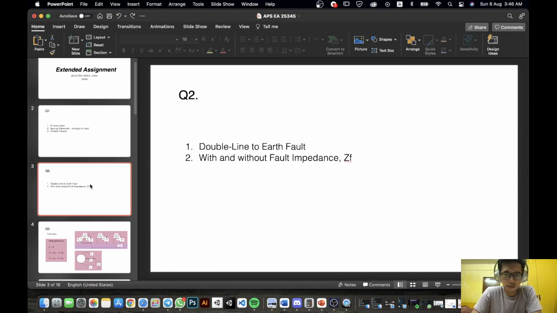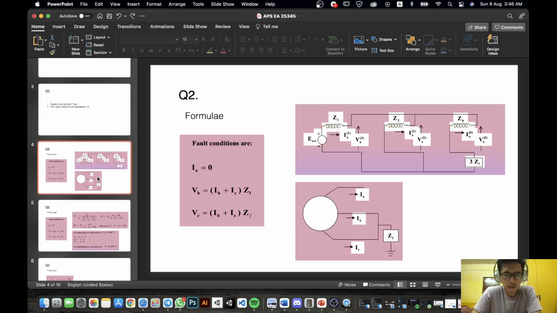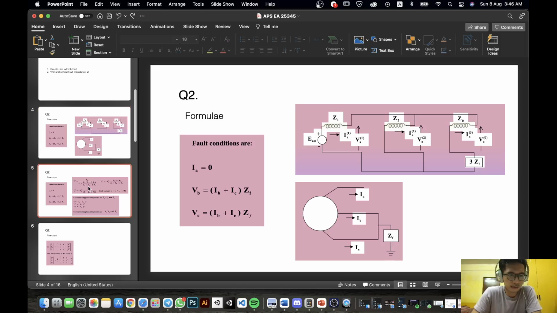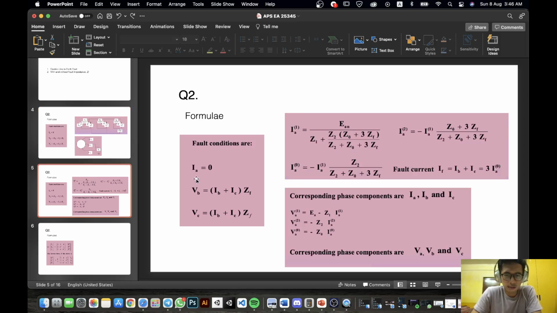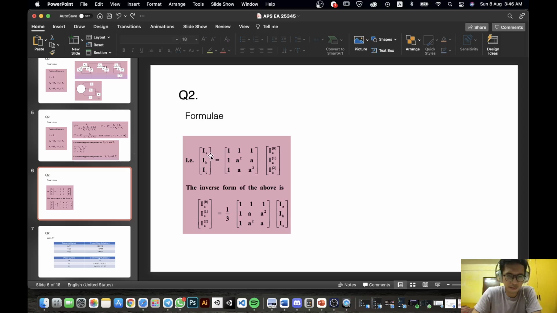Moving to question number 2, we have a double line to earth fault, and we have to calculate with and without fault impedance. These refer to question number 1 as well, and these are the formulas used and the circuitry, and then the standard formulas with ZF. When calculating without ZF, ZF equals 0. We also have the formulas for voltage, and we use the essential formula for calculating the phase current using the sequence currents.